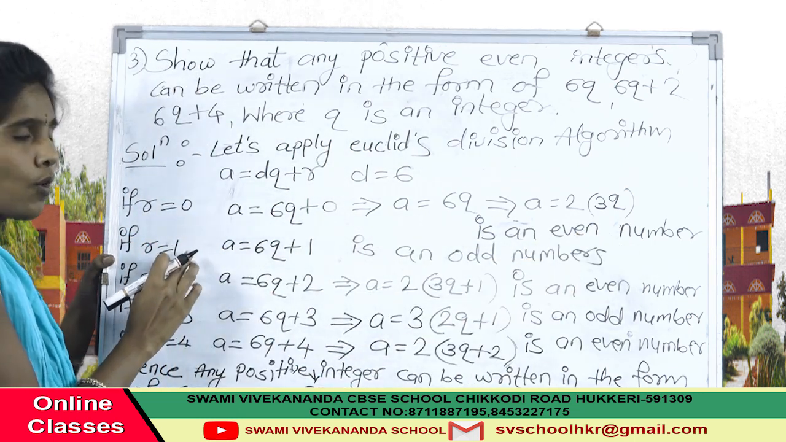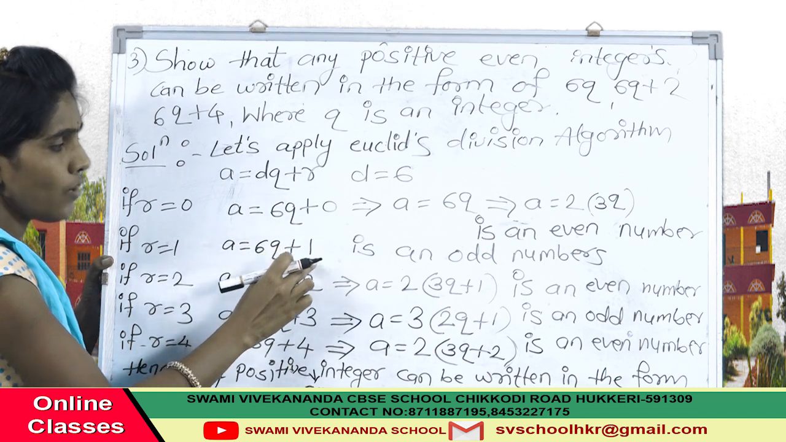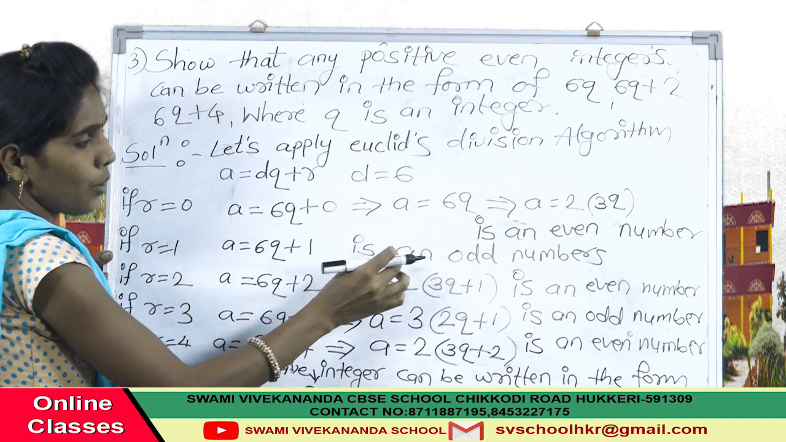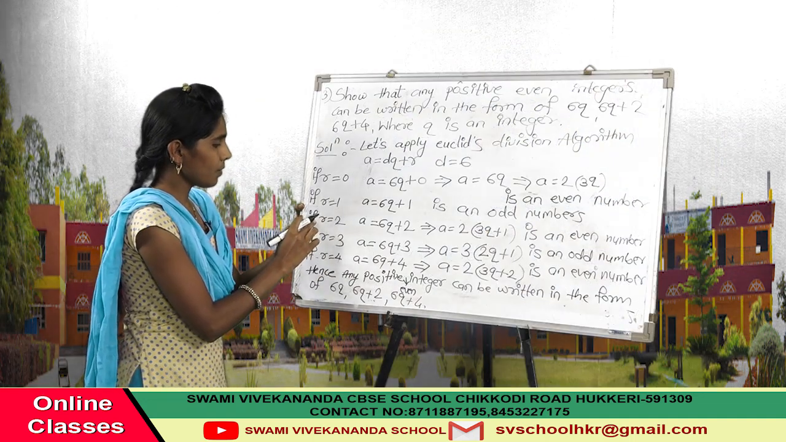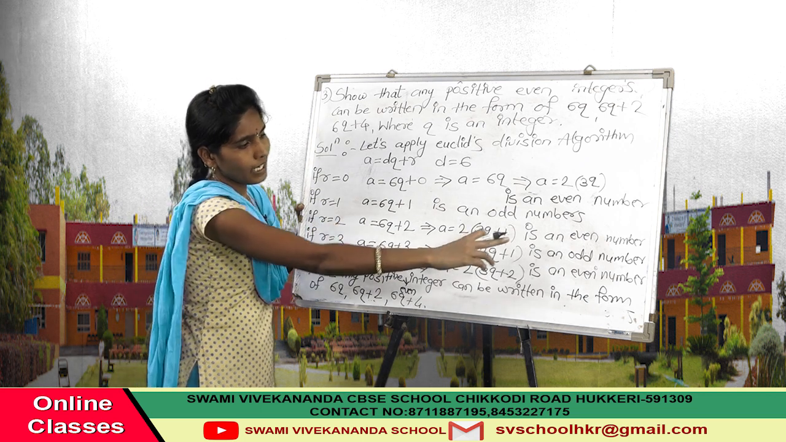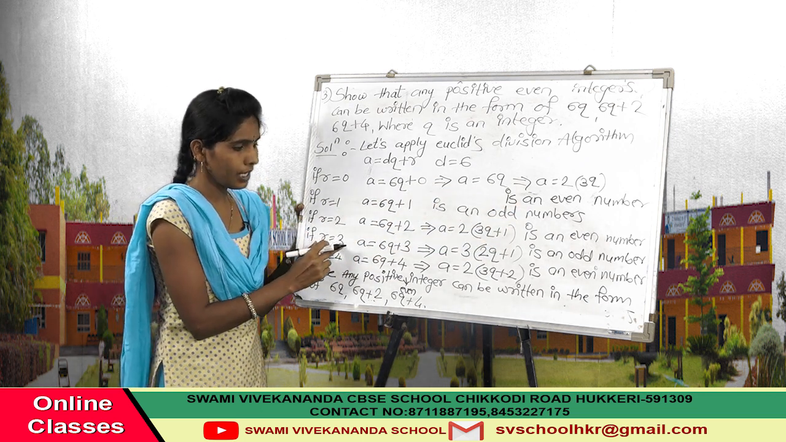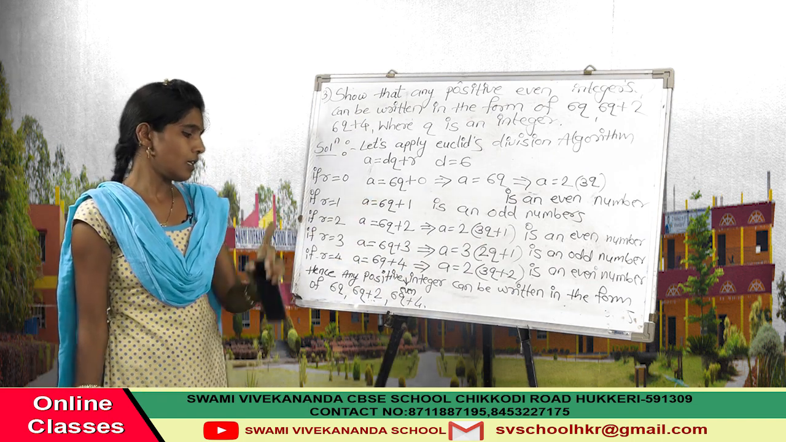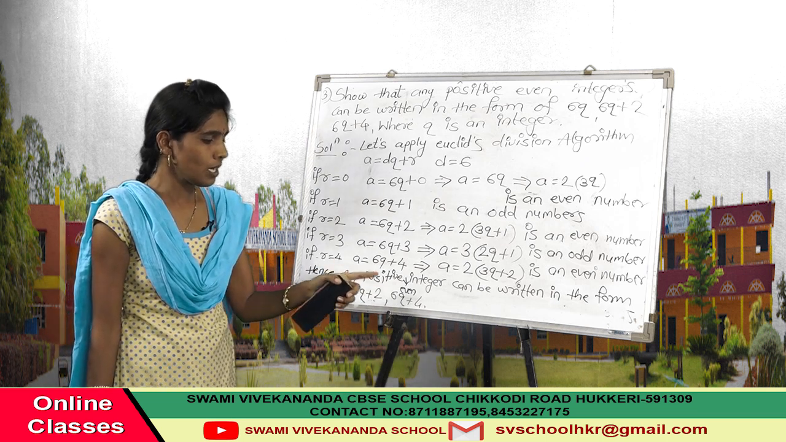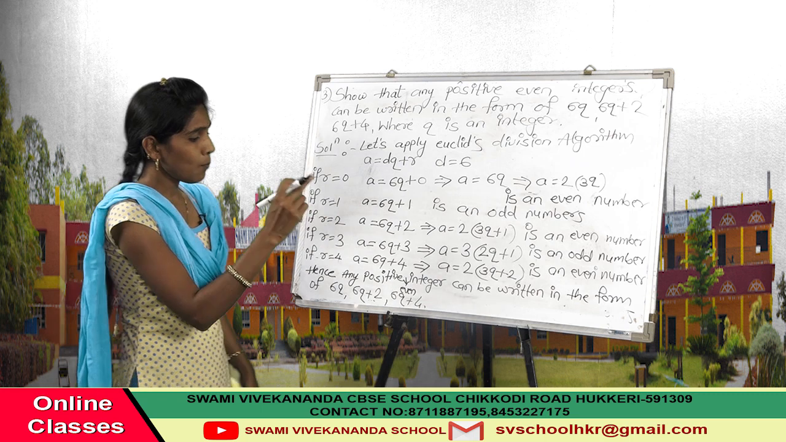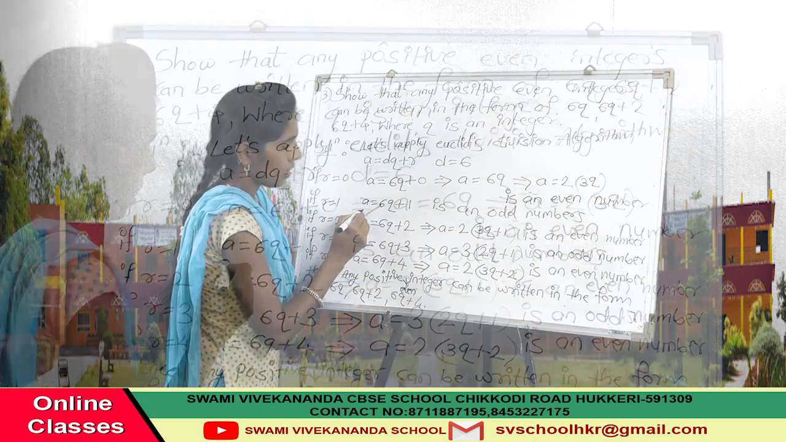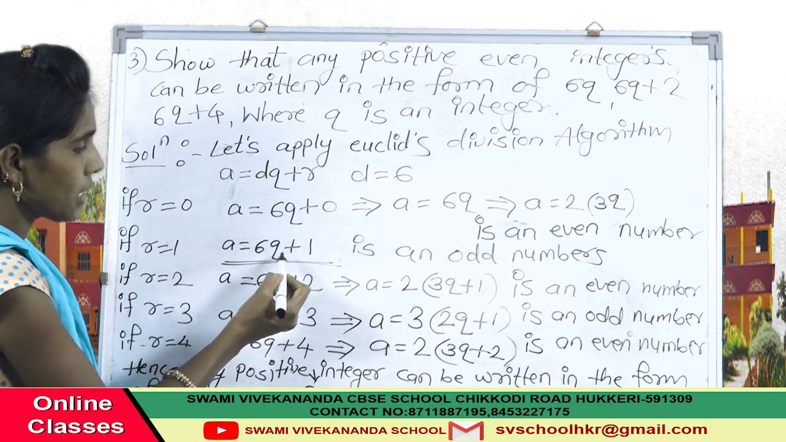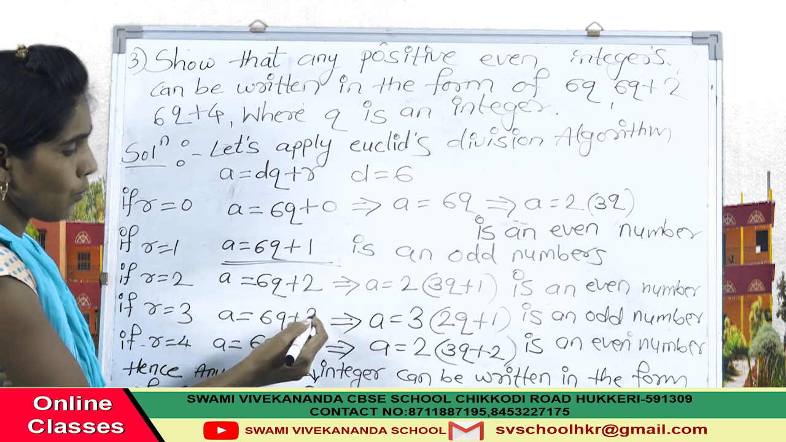If r is equal to 1, a is equal to 6q plus 1. If we take q is equal to 1, we will get odd numbers. So we write here it is an odd number. If r is equal to 2, we will get even numbers. If we take r is equal to 3, we will get odd numbers. So hence any positive even integer can be written in the form of 6q, 6q plus 2 and 6q plus 4, and any positive odd integer also can be written in the form of 6q plus 1, 6q plus 3.